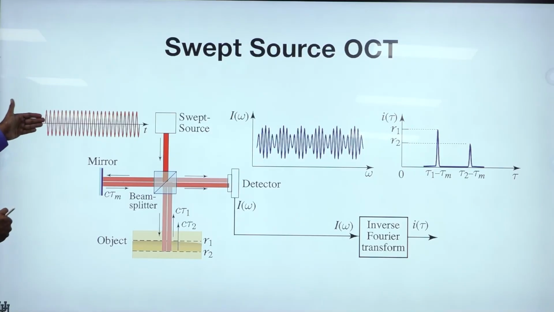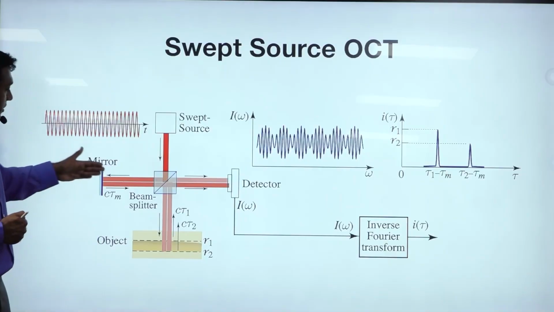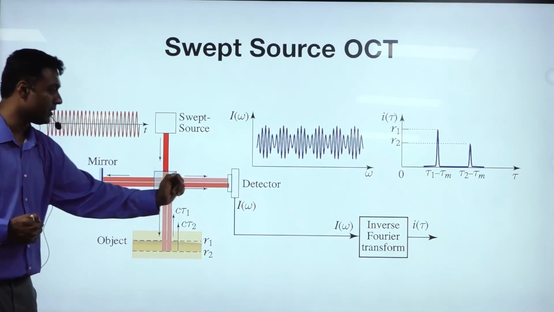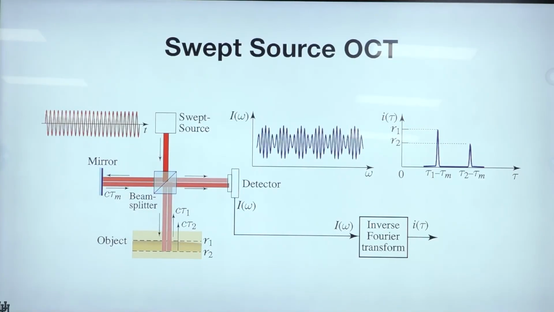So at any given time, there's one wavelength coming in. It's a swept source. It goes to the reference mirror, comes back, gets to the detector, and you get one point. Then change the wavelength, get another point. Change the wavelength, get another point.